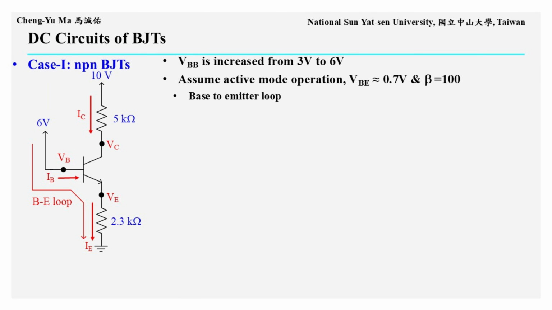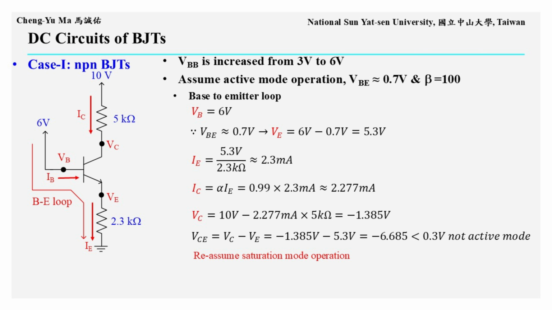Now let us use the same circuit, but increase the base DC bias VBB from 3 volts to 6 volts. Again, we first assume active mode operation. Therefore, VBE is approximately 0.7 volts, and beta equals 100. The analysis still starts from the base to emitter current path.